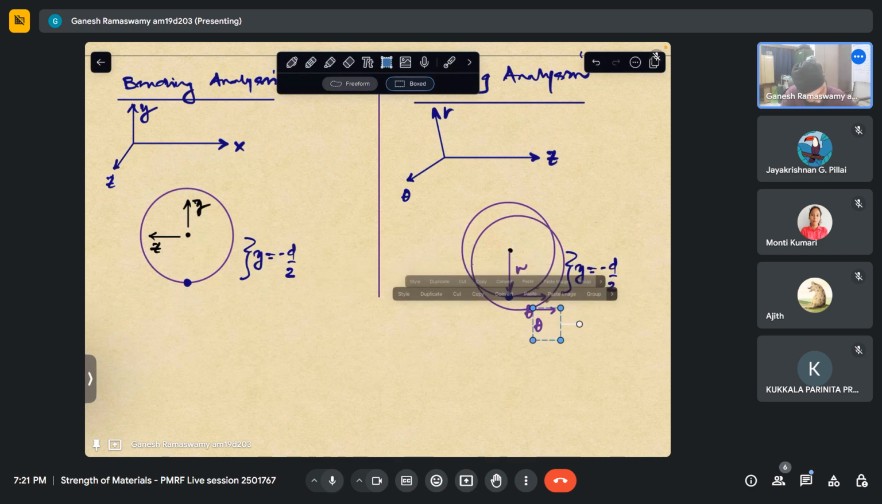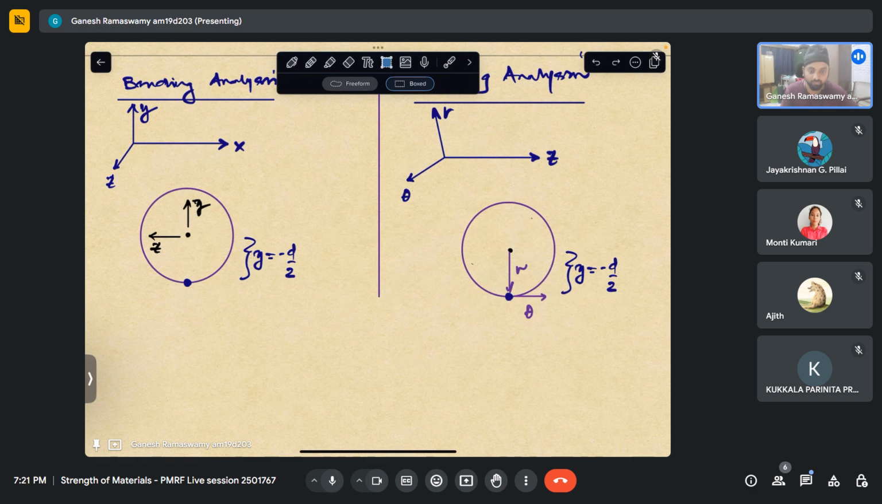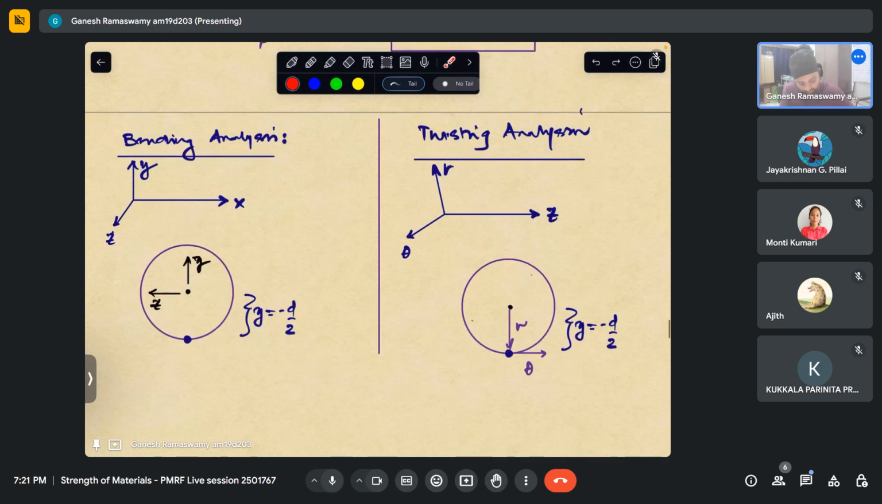I hope you're able to see that. So this is just an axis I have drawn. From these two, the orientation of the axis, at this point I can see that actually x and z are parallel to each other. They are one and the same.